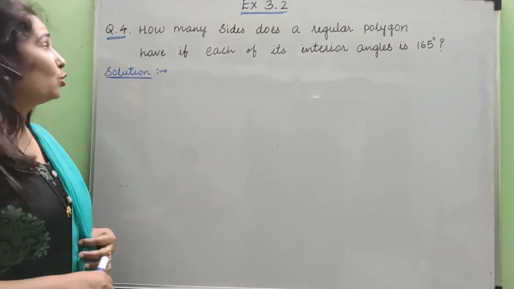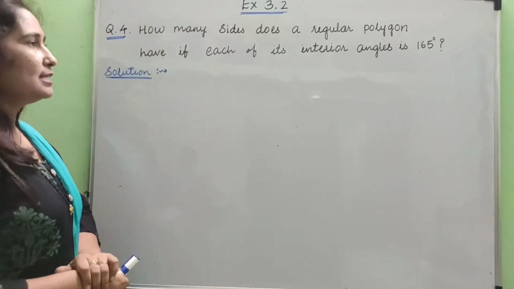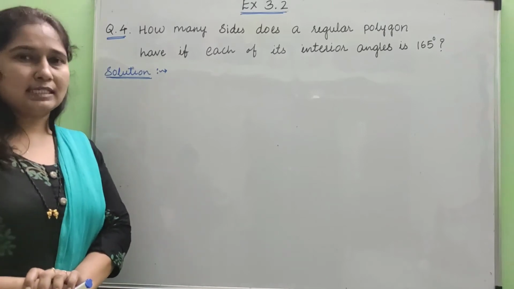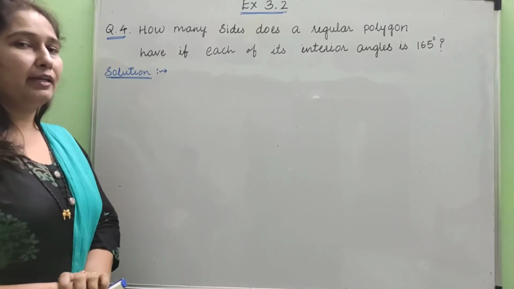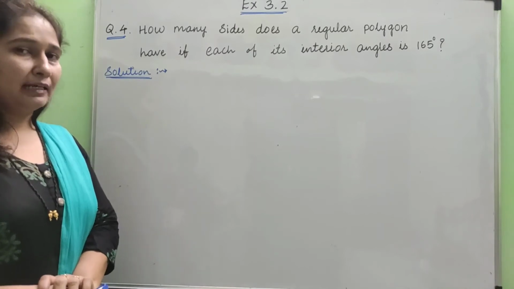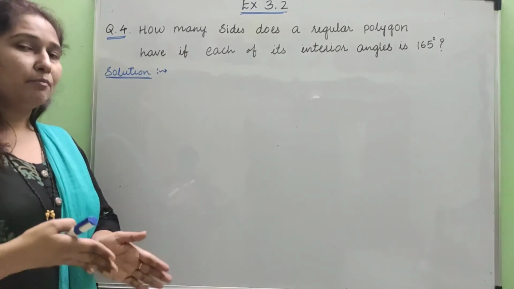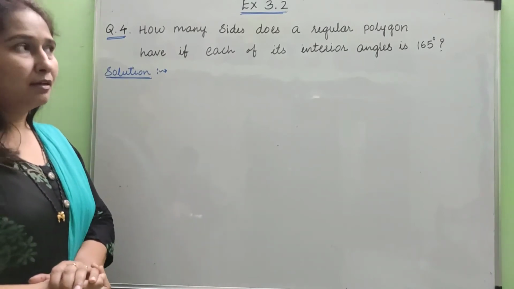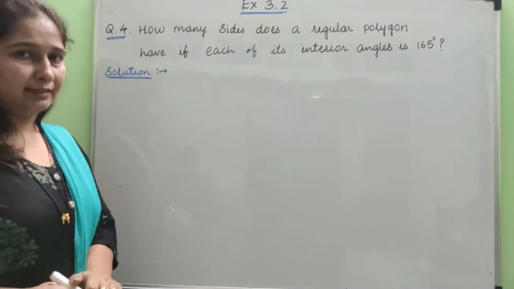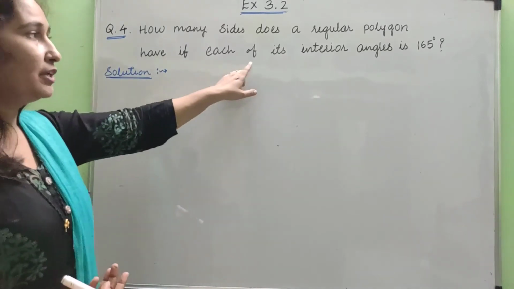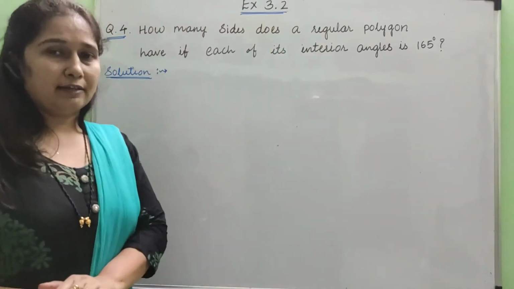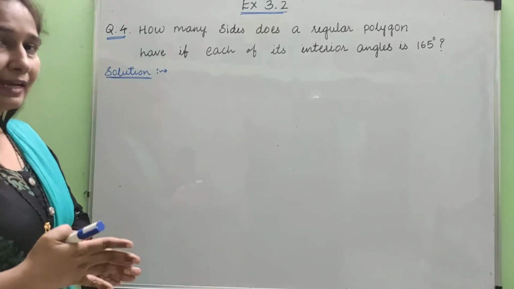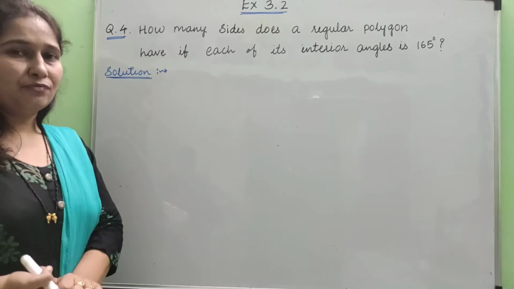Exercise 3.2, question 4. How many sides does a regular polygon have if each of its interior angles is 165 degrees? They have asked to find the number of sides. And we know that if you divide 360 degrees by its exterior angle, then it will give us the number of sides. But here they have not given the exterior angle. Instead of the exterior angle, they have given us the measure of the interior angle. So first we need to find the measure of the exterior angle, then only we can find the number of sides.